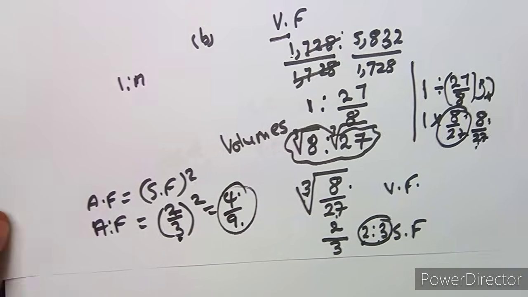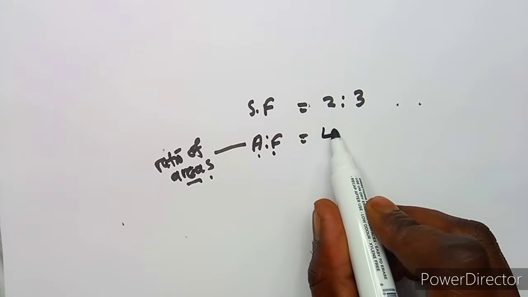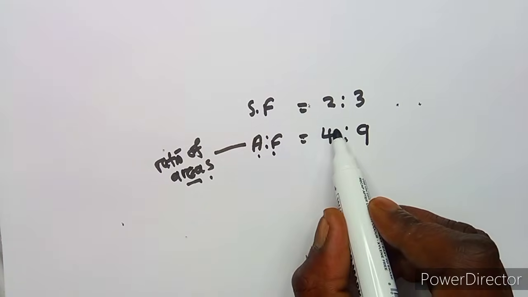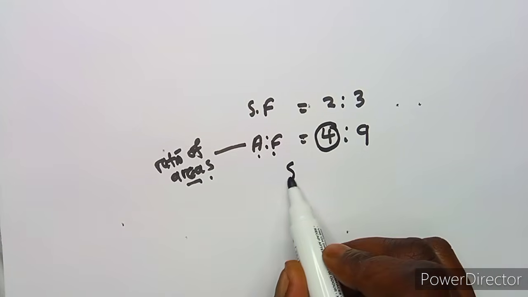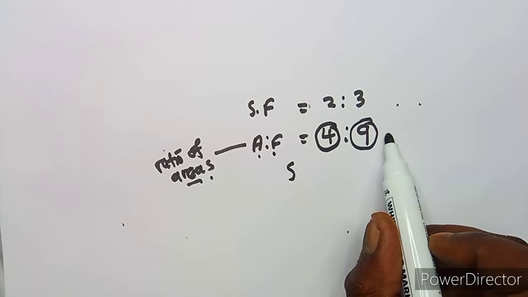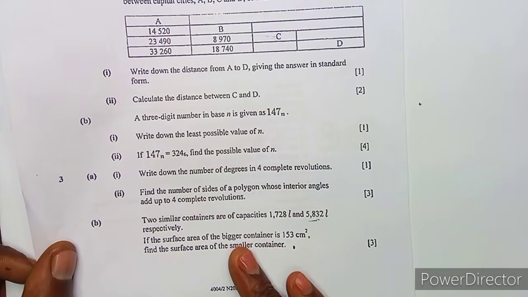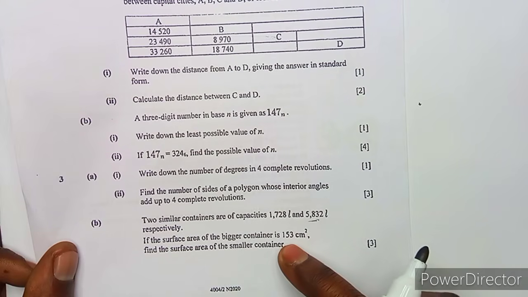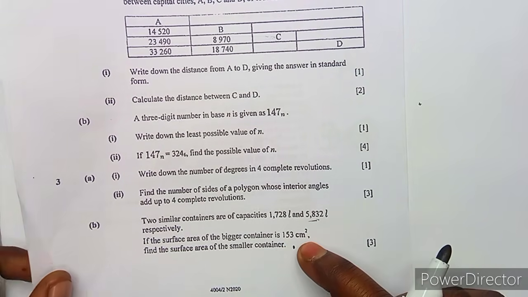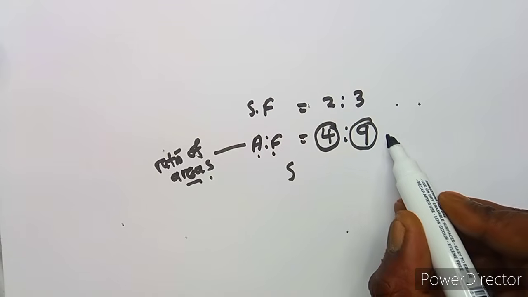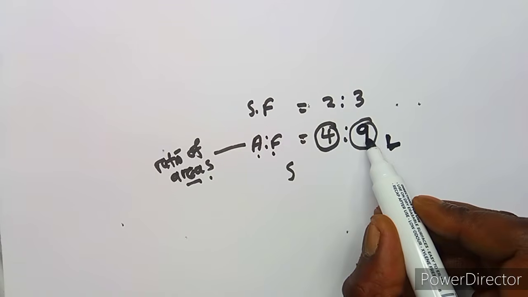So that's your area factor, which is 4/9, or 4:9. That's our area factor now. So according to this ratio, this 4 definitely is representing the smaller container, and this 9 the larger container. Now they are saying the bigger container has an area of 153 square centimeters. So this 153 is for the bigger container.